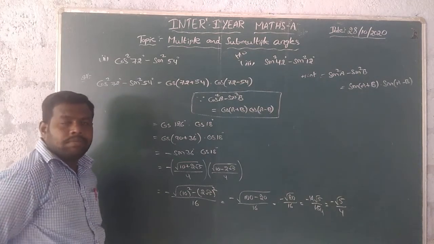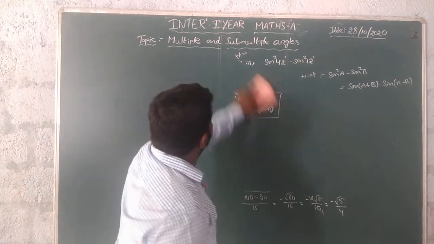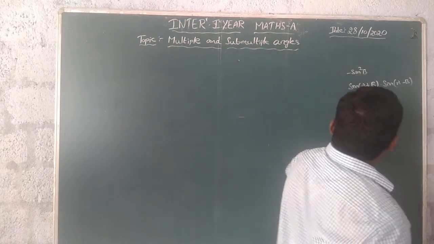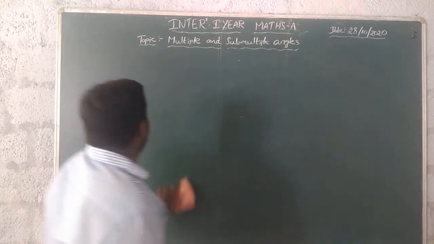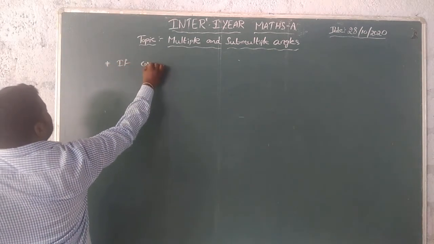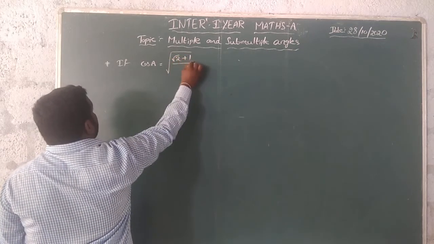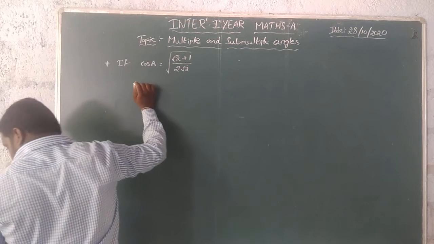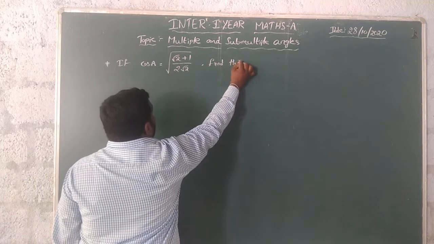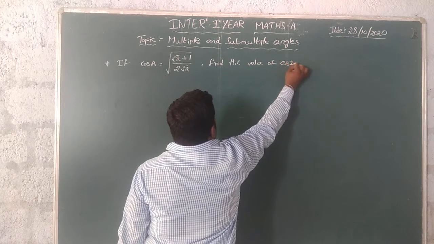Okay, completed. Further, the next problem. If cos A is equal to under root of (root 2 plus 1) by 2 root 2, find the value of cos 2A.